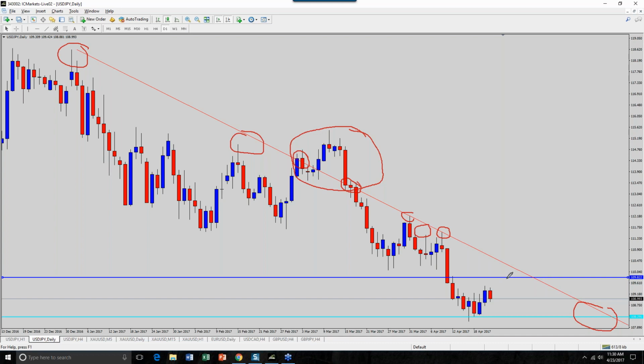So more than likely, what do we think is going to happen? We could technically go back and touch the trend line, or now we could probably just touch what we have in terms of resistance and then push back down. So these are subjective, and this is information that you're going to use to give yourself an idea of what's happening.